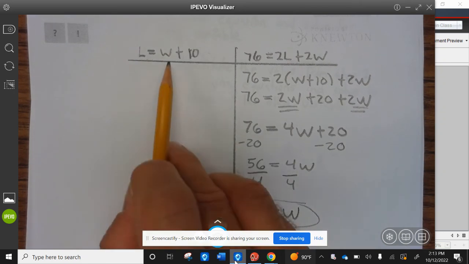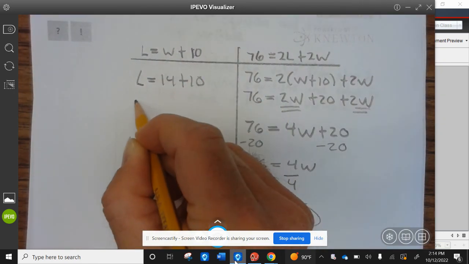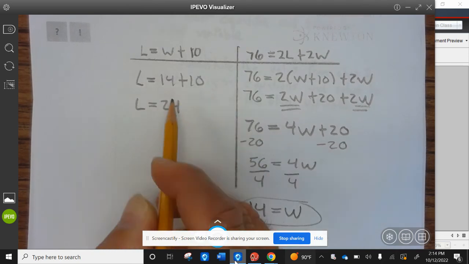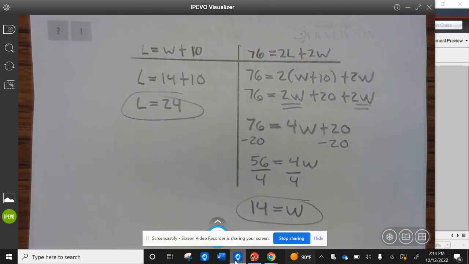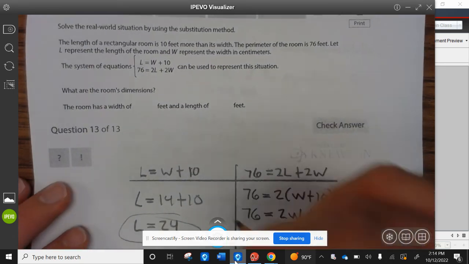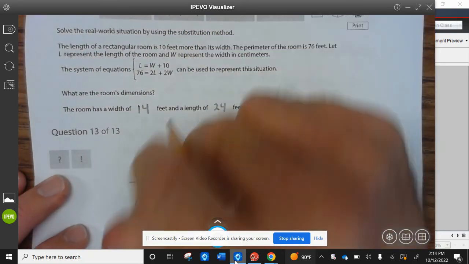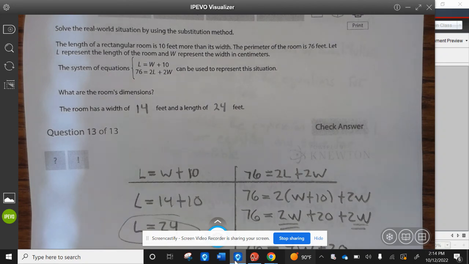So we're going to plug that into here to find length. So length equals 14 plus 10. So length equals 24. Okay. So the room has a width of 14 and a length of 24.